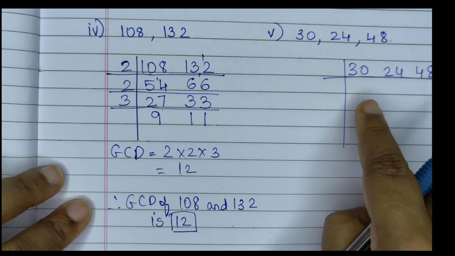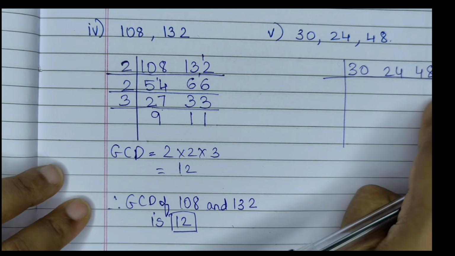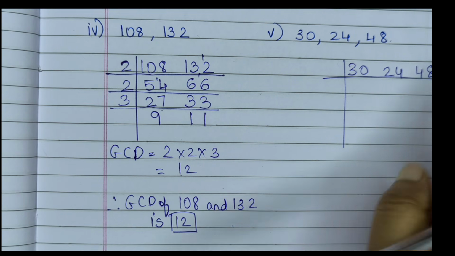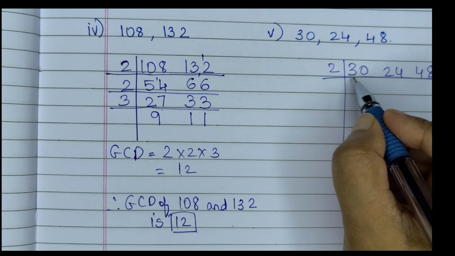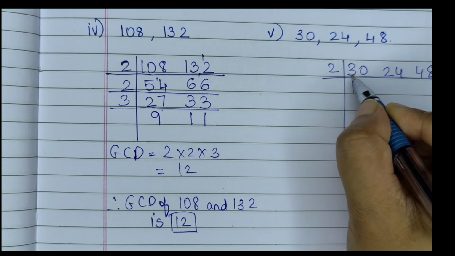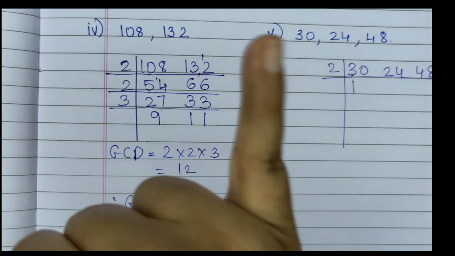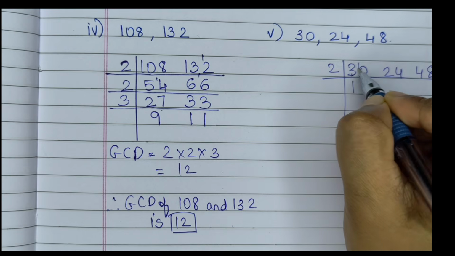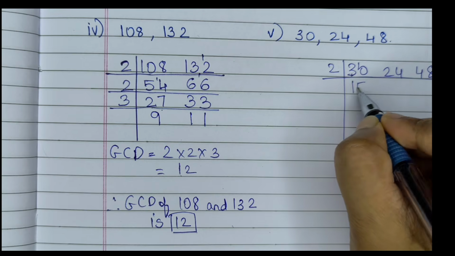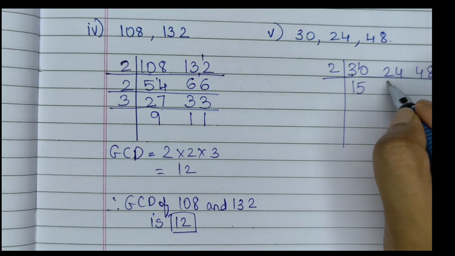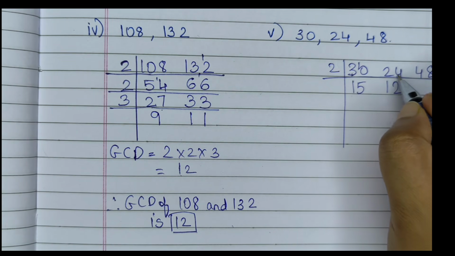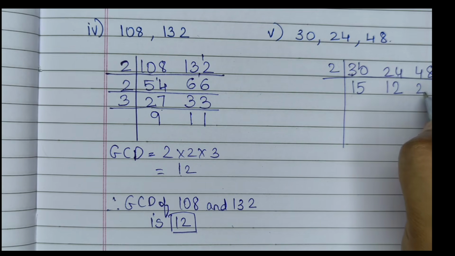Last number, observe the last number: 0, 4 and 8. That means we can take the 2 times table, right? 2 ones are 2, less than 3 in the 2 times table. In 3, 2 ones are 2. So how much is left? 1 is left. Carry it to the next number, it becomes 10. 2 fives are 10. Again here, 2 ones are 2, 2 twos are 4. Again, 2 twos are 4, 2 fours are 8.